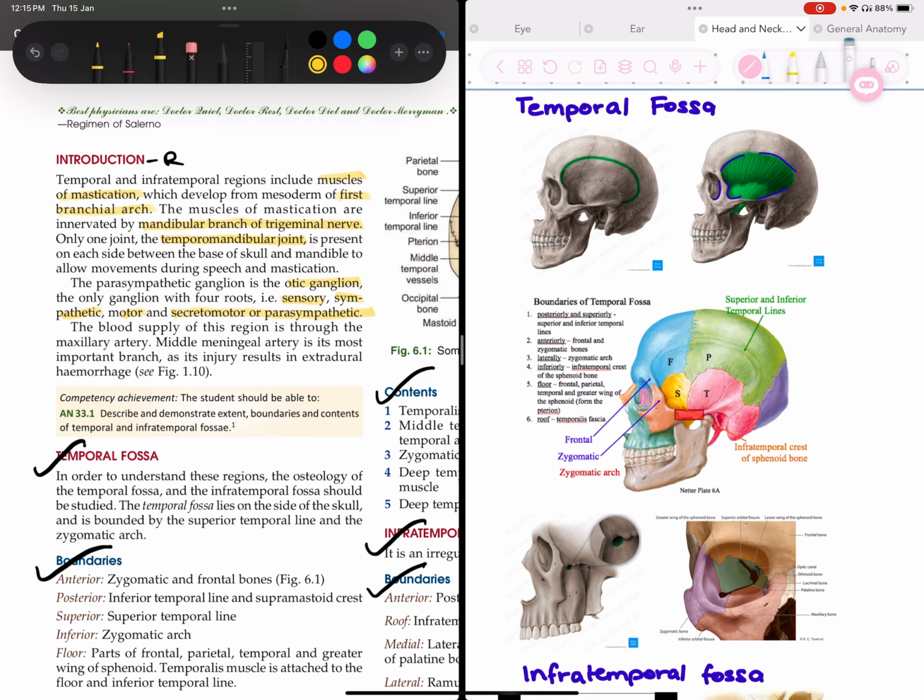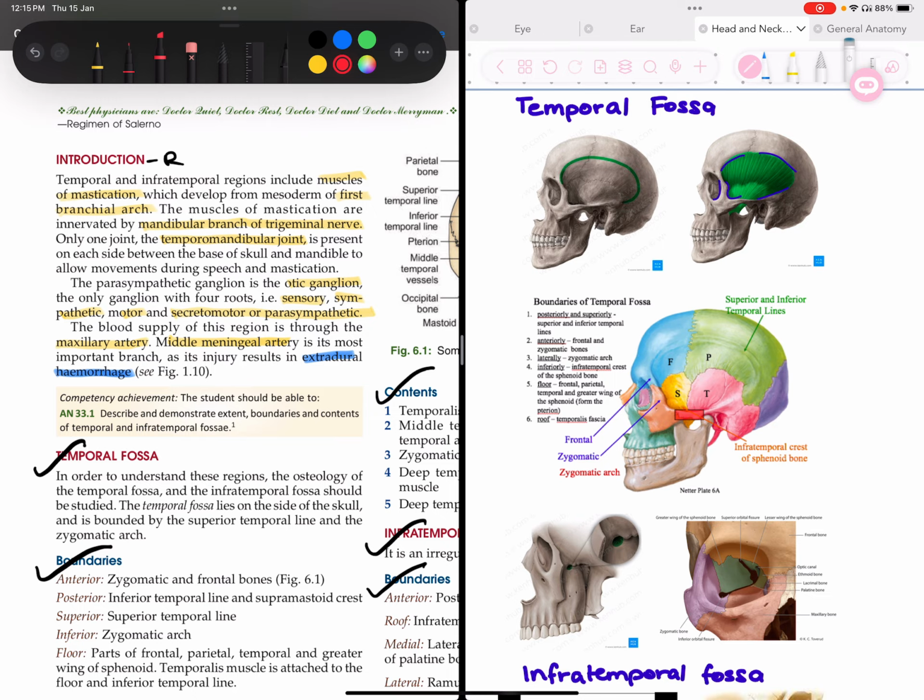The blood supply of this region is through the maxillary artery. Middle meningeal artery is its most important branch, as its injury results in extradural hemorrhage. So over here we have maxillary artery, and its branch is middle meningeal artery, and it is very important because its injury will result in extradural hemorrhage.